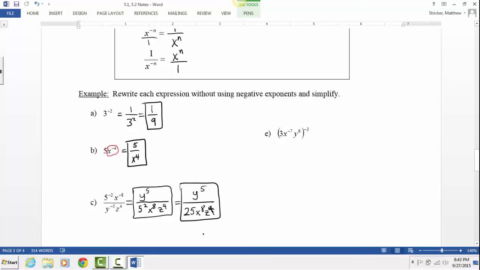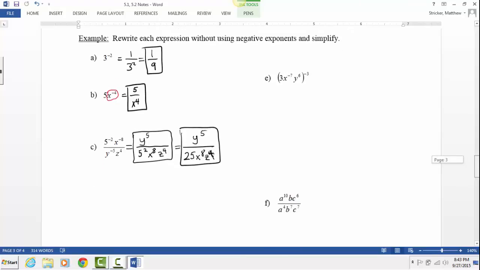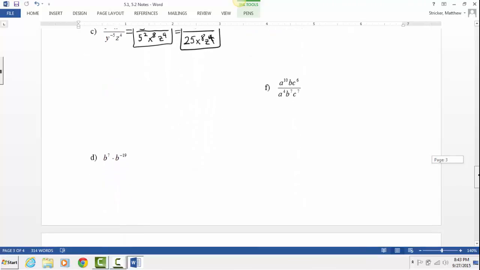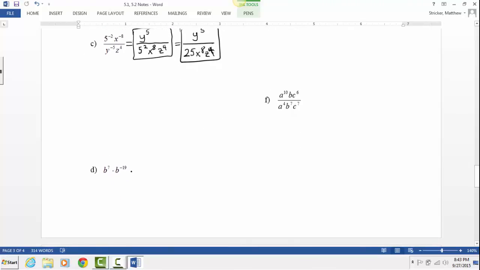Okay, one more of these. Actually, I guess we have a few more. Example D. Now here we have a couple things going on. There's a couple different ways we could approach this.